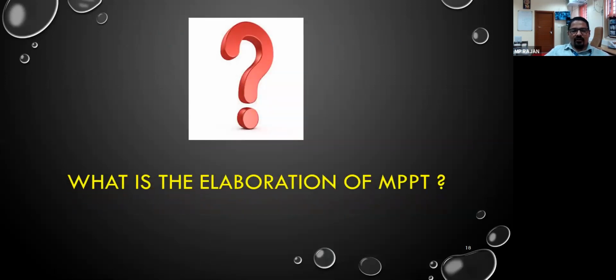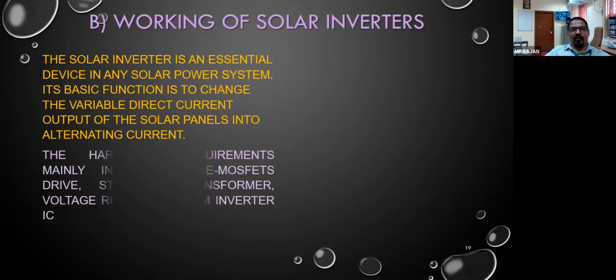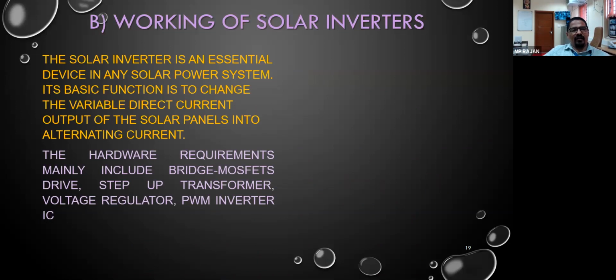Okay. So what is the elaboration of MPPT? MPPT का full form क्या है? You can just type it. Next we will see the working of a solar inverter. So we have seen the solar inverter's function: it converts DC into AC. Okay. So there are hardware requirements in the inverter, especially in the solar inverter.